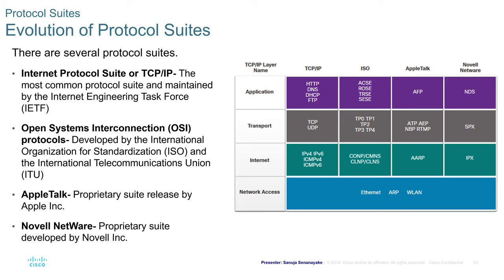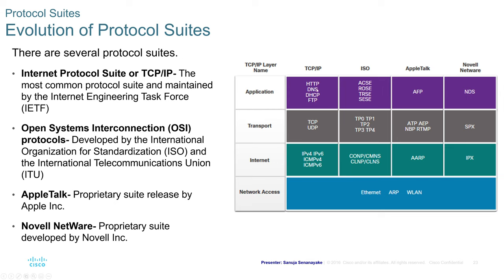And there are other proprietary protocols such as AppleTalk, which is a proprietary suite developed by Apple, and NetWare, which is a proprietary suite developed by Novell, for example. But what you need to understand is there are different types of protocol suites, and we mostly use the TCP/IP or the OSI model. On the right-hand side, you have an idea about these different types of protocols and how they are divided.